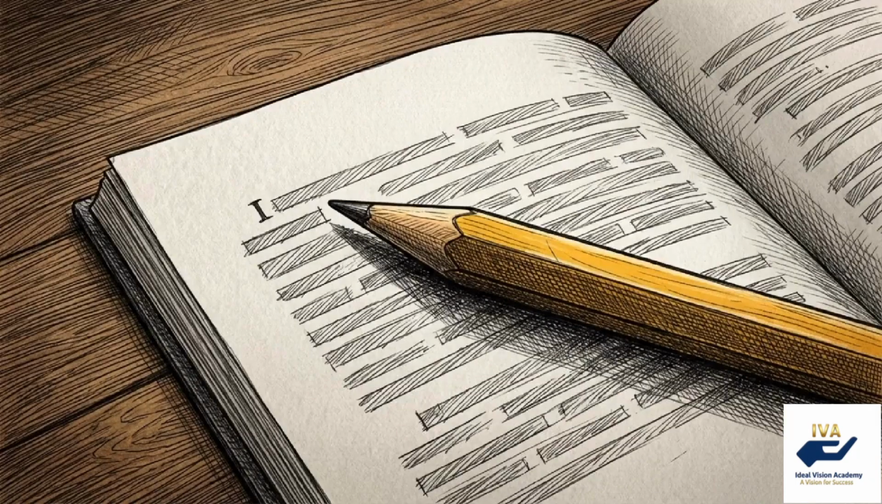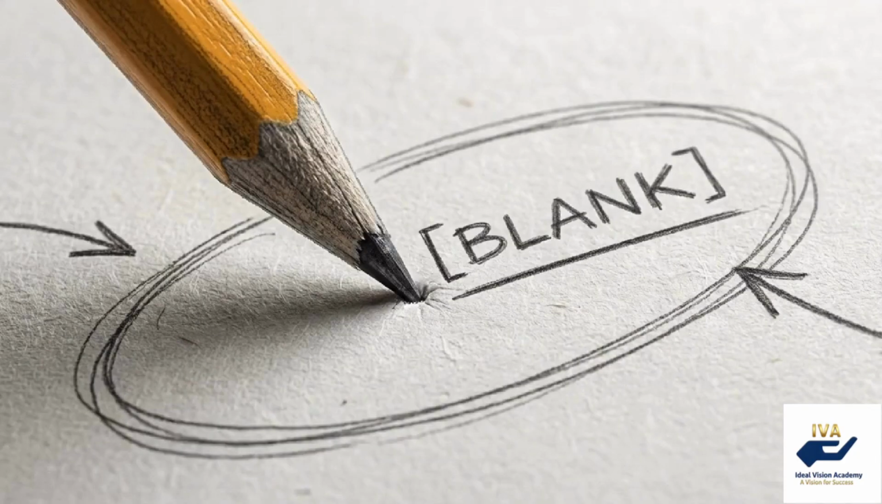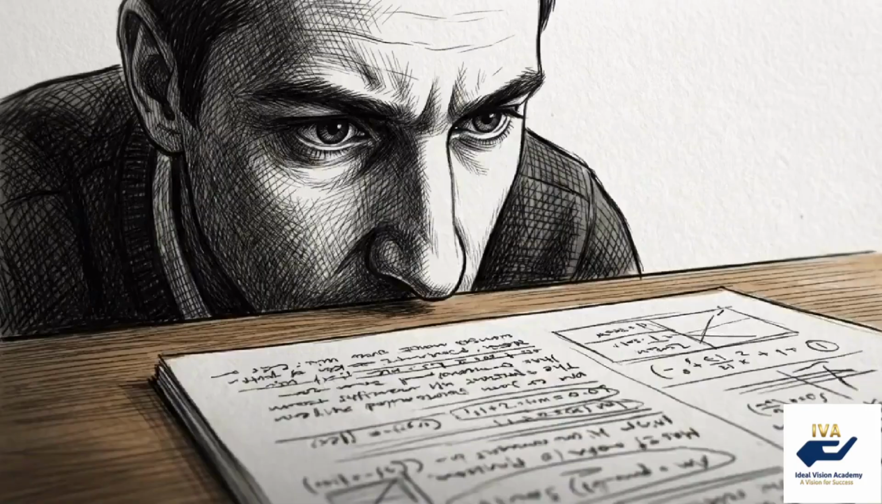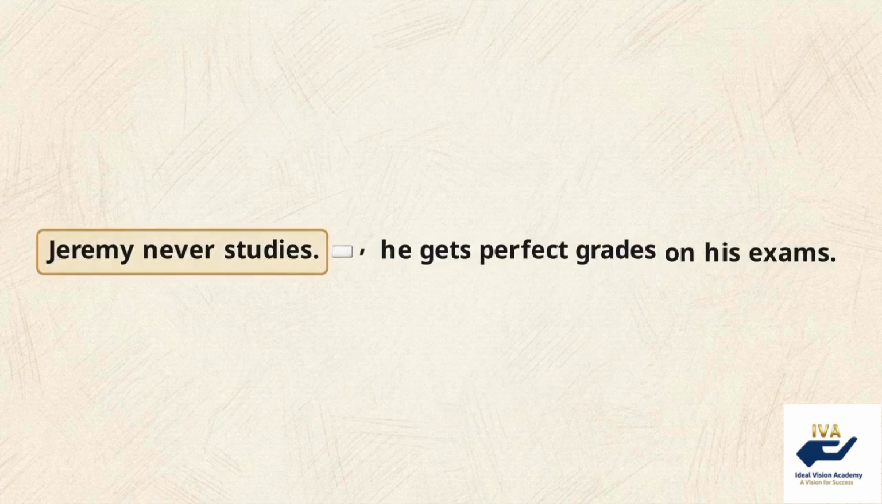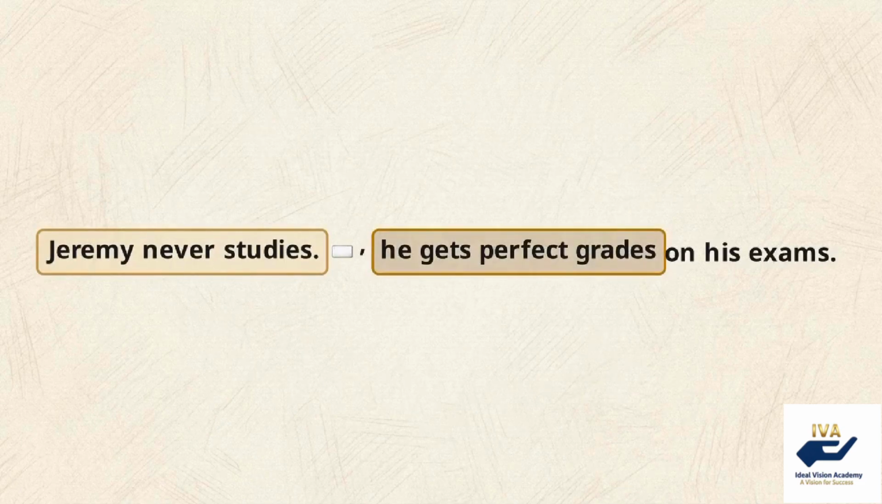Step 1 is to read the full context. A critical mistake students make is stopping the moment they hit the blank space. You have to read the entire passage to know what ideas you are actually connecting. Take a look at this short example sentence on screen to see how a classic single-word transition prompt is set up. We have our first idea, Jeremy never studies, and we have our second idea, he gets perfect grades.